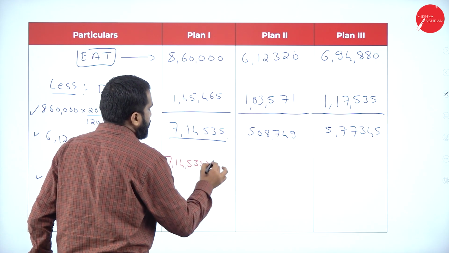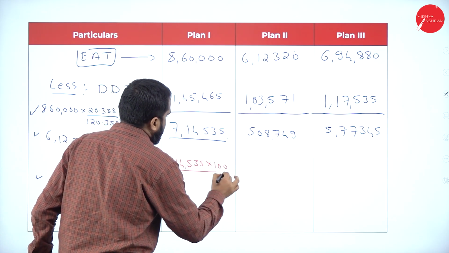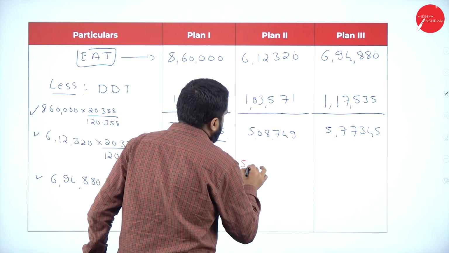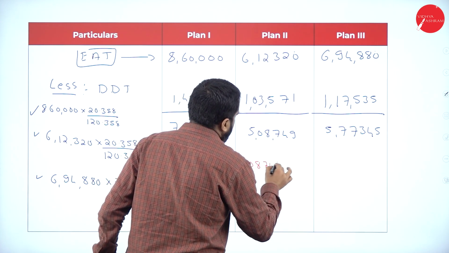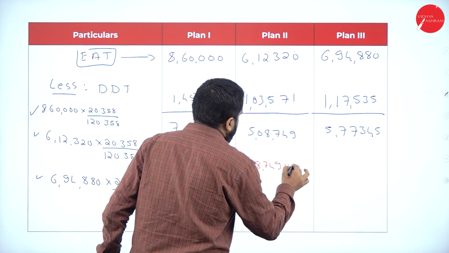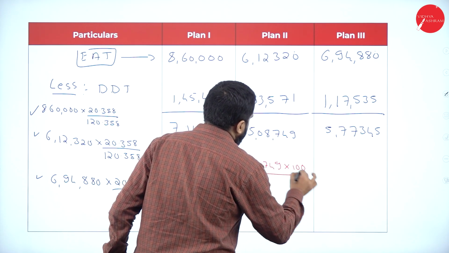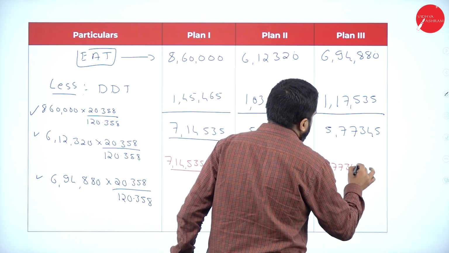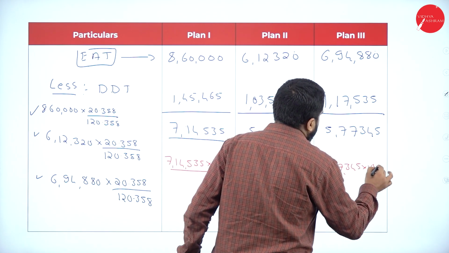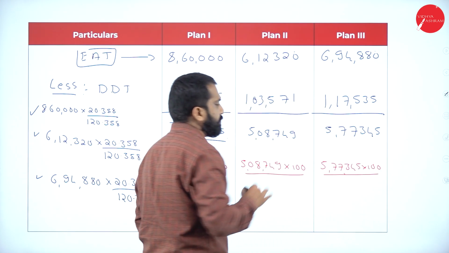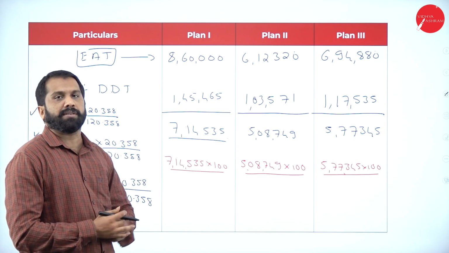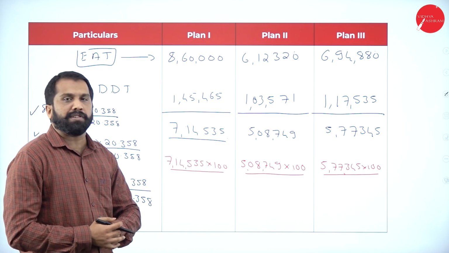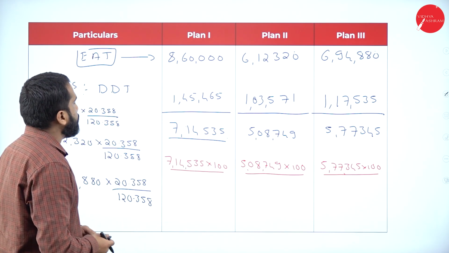Now, whatever answer you got, 7,14,535 multiplied with 100 whole divided by, 508,749 multiplied with 100 whole divided by, 5,77,345 multiplied with 100 whole divided by. So this is your basic calculation. Divided by what we should take, I'll show you that.